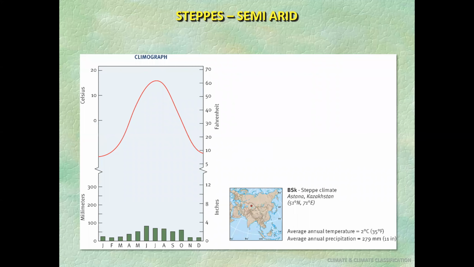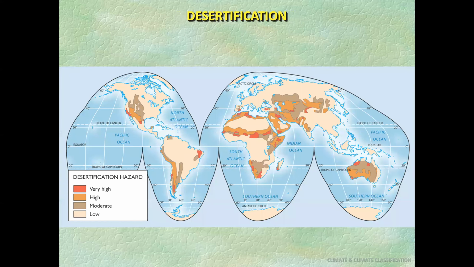Here's a steppe climate, a little bit more precipitation, notice. And here's where desertification, which is made worse by dry climates, is a big threat in the red or the orange.